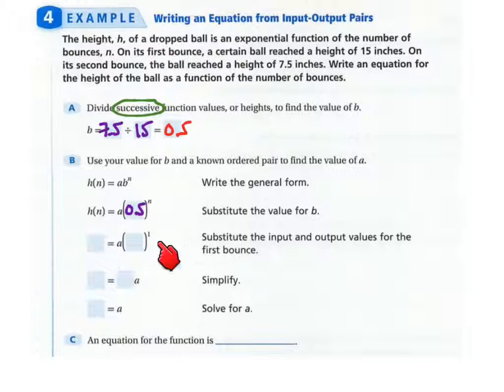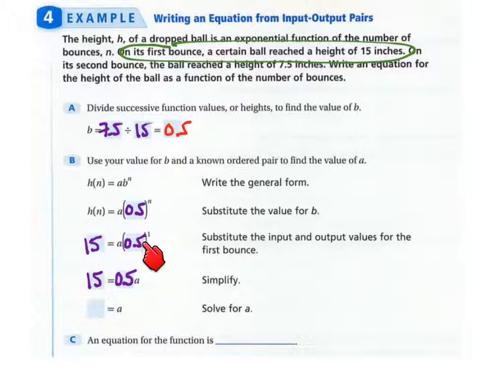So for the first bounce, we had h of 0. We ended up with 15 inches, right? Equals a times b to the power of n. Oh, to the power of what? The first bounce? To the power of 1. And then we just need to simplify. So 15 equals 0.5a, because 0.5 to the power of 1 is 0.5. And then we can just solve for a, divide both sides by a half, and we get a is 30. Woohoo! We have a, we have b, we have everything we need for our function.